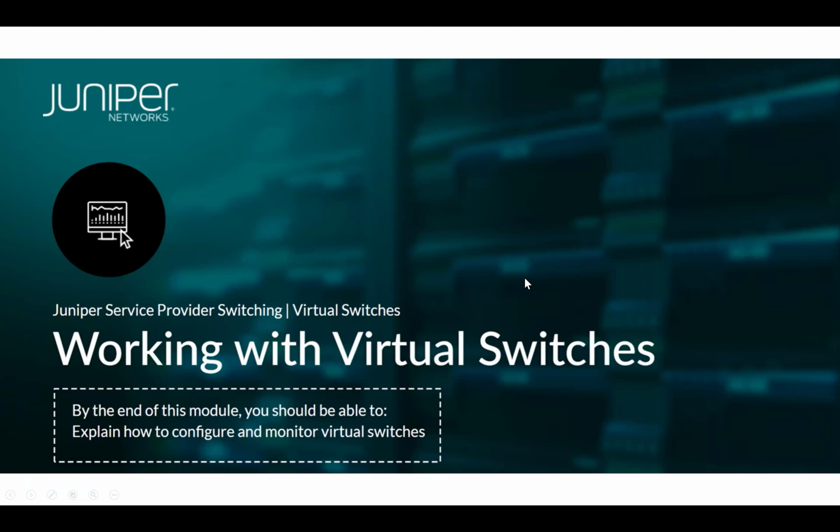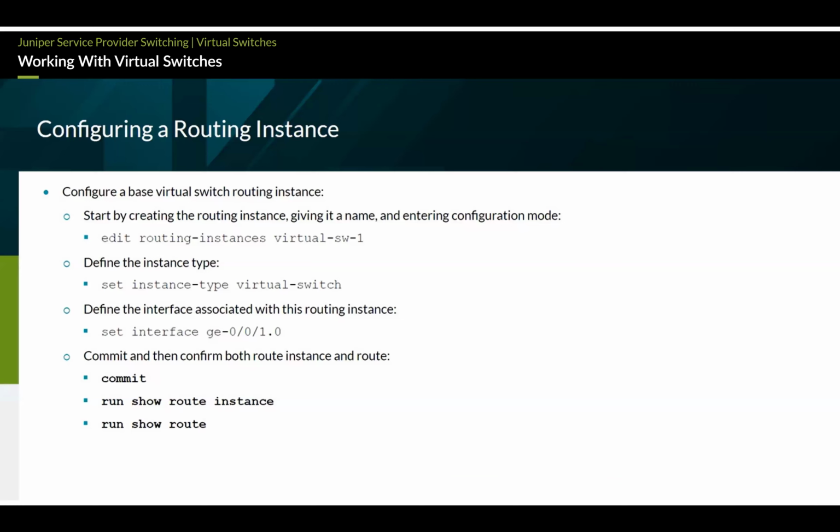So now we'll work with virtual switches. Again, configuring a routing instance. This is basically the step which we have already done. Configure a base virtual switch routing instance. Start by creating the routing instance, giving it a name, and entering the configuration mode.